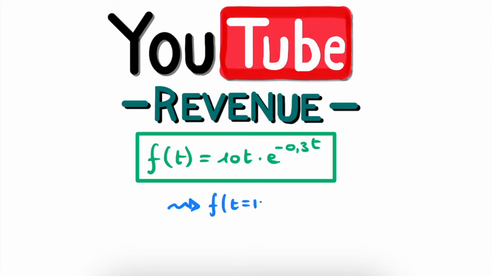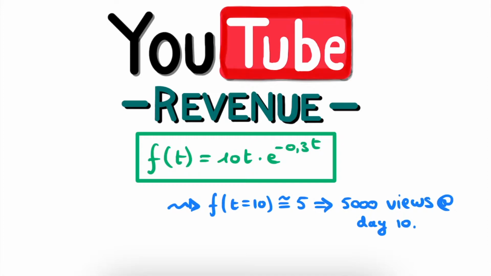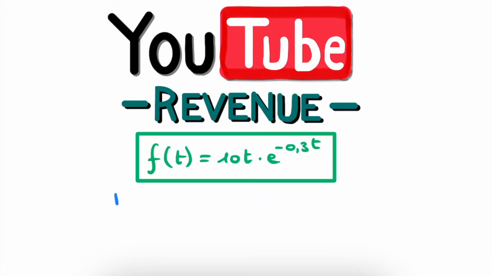For example, f of t equal to 10 will return roughly 5, meaning that on the 10th day after release, this video will receive roughly 5000 views. And to convert from views to revenue, we use the conversion rate of 1.5 USD per 1000 views. Now, why this particular function, you may ask? Well, as we'll shortly see, it nicely represents the behavior of a spike of views in the first couple of days after release and then a slow decay as time goes on.